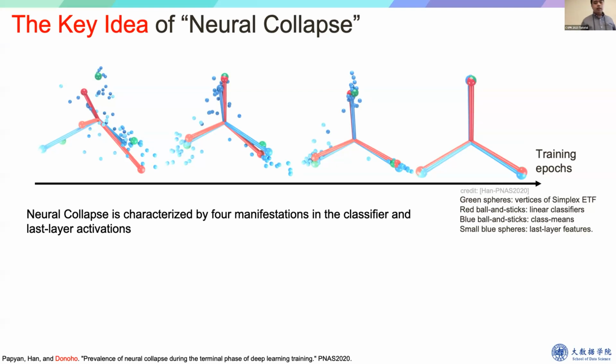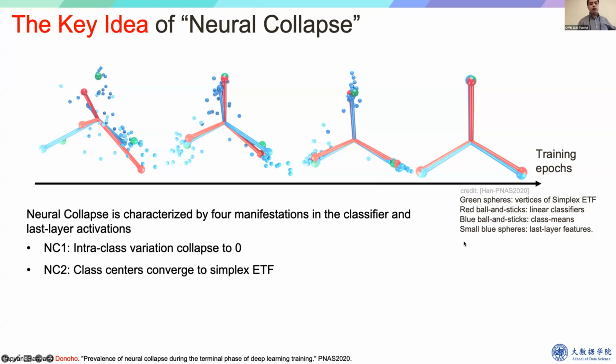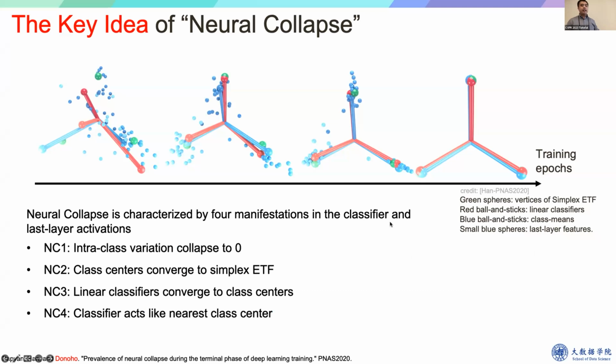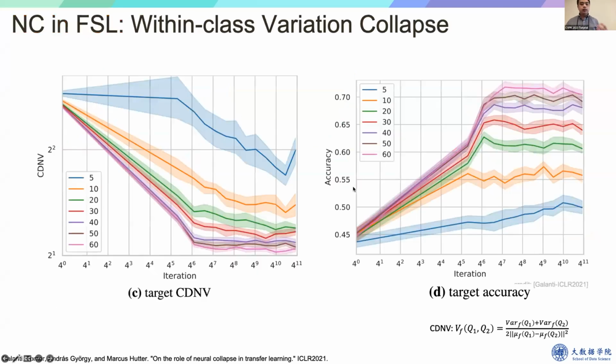As training proceeds, we can observe four types of neural collapse. First, the last-layer features collapse on their class means. Second, the class means converge to the vertices of the simplex ETF. Third, the linear classifiers approach their corresponding class means. And finally, all the classifiers act like the nearest class center decision rule. This is the neural collapse in standard supervised learning, and Galanti has provided theoretical and empirical results about neural collapse in the context of transfer learning, especially in few-shot learning.